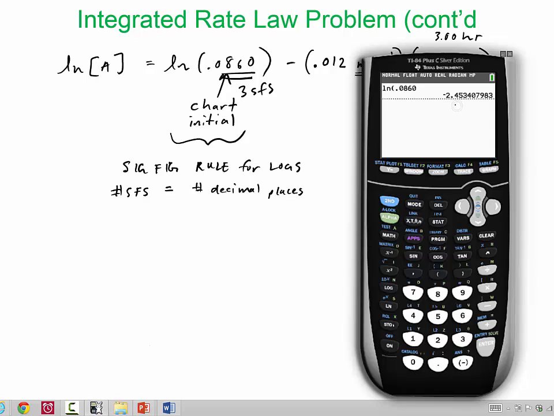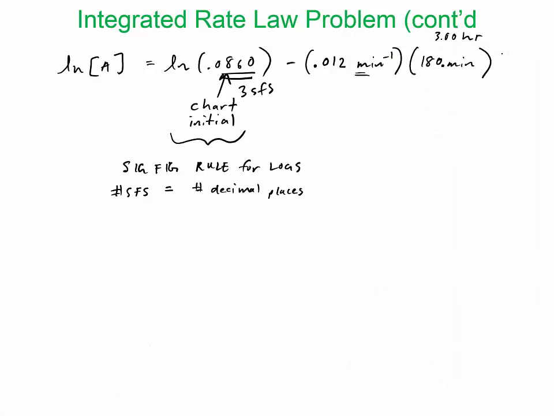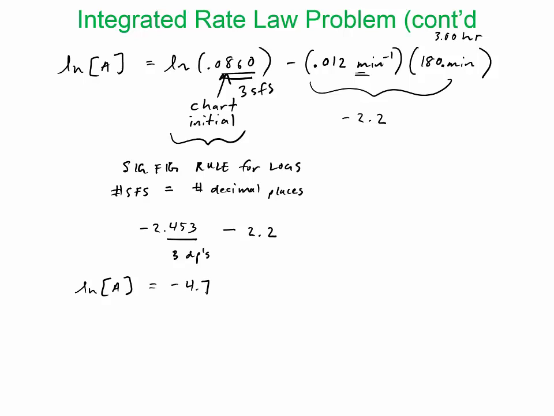So it's going to be 2.453. So this result right here will be -2.453. So this has 3 decimal places. Minus 2.2, which is what I get from this part right here. So I get negative 2.2. Now if I add these two numbers together, I get natural log of some concentration later equals negative 4.7.